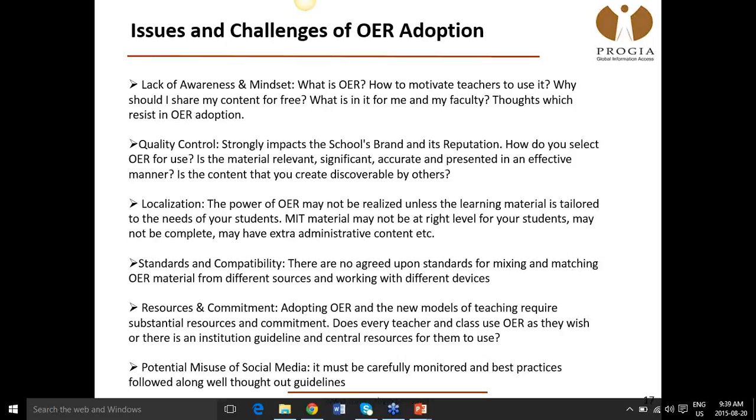Then next comes localization. Well, open education resources are mostly being released in English and various other languages.